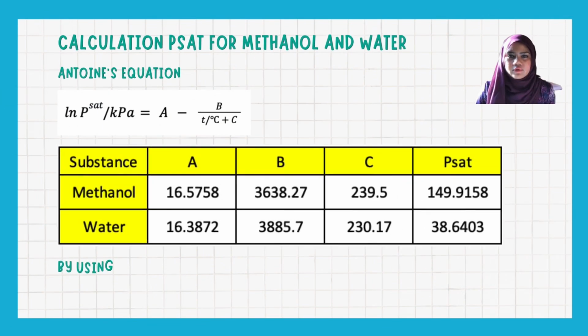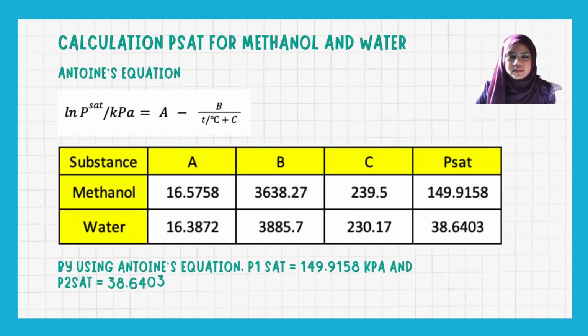By using the Antoine equation and substituting the relevant parameters, we can calculate the saturation pressure for both methanol and water. It is found that the saturation pressure for methanol is 149.92 kilopascal, while for water it's 38.64 kilopascal.